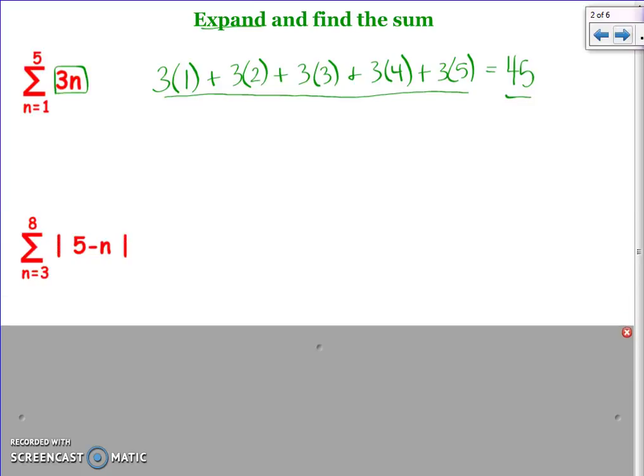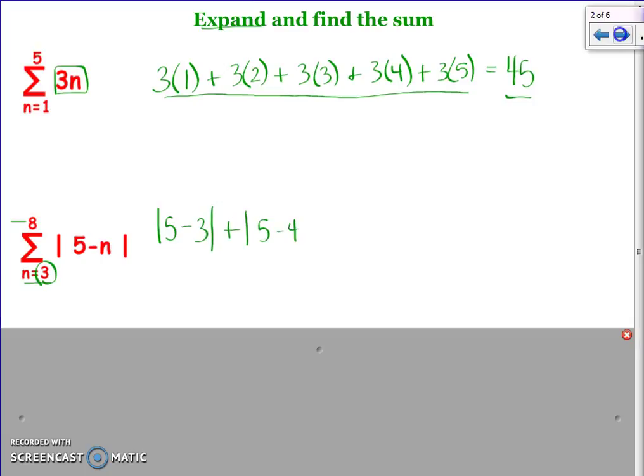Let's try this one. Okay, so this formula has absolute value in it, which just simply means that your answer is going to be positive each time. Okay, we have our starting number and our ending number. So let's do this. We've got 5 minus, now our first number is always whatever's on the bottom here. So 5 minus 3, 5 minus 4, 5 minus 5, 5 minus 6, 5 minus 7, and 5 minus 8.